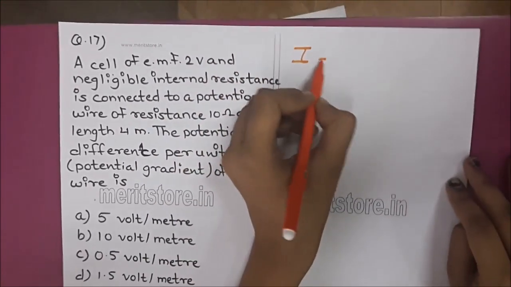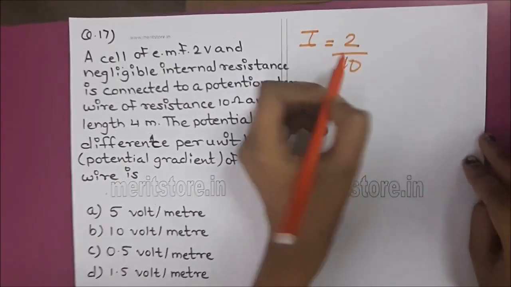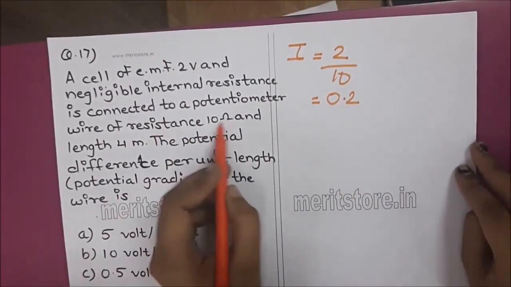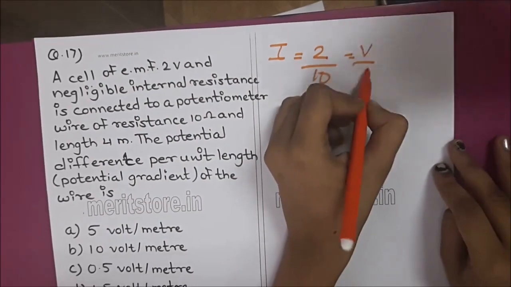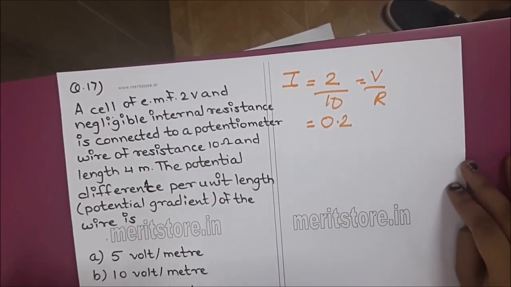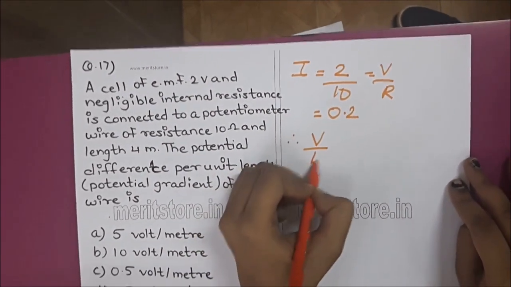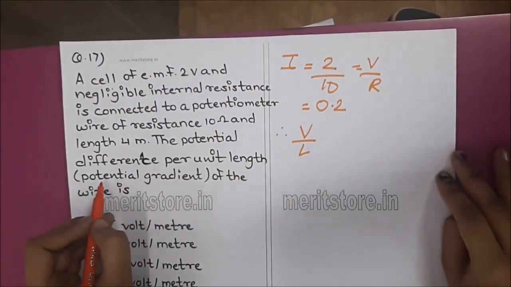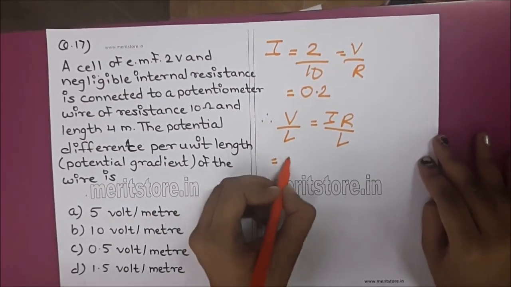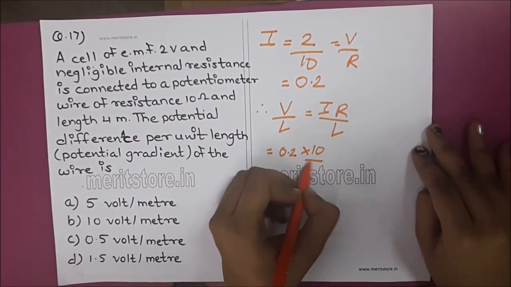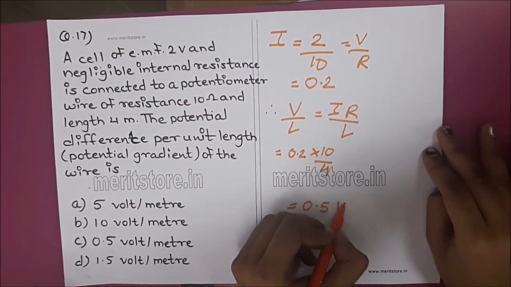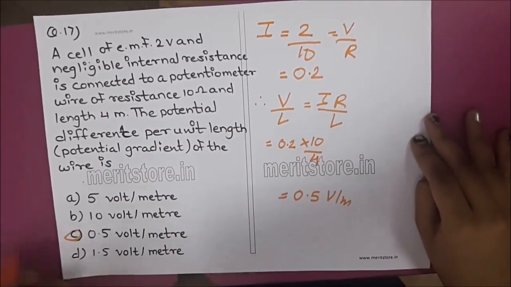So here I have I is equal to V by R. V is given to me as 2 and resistance R is 10. So I get I as 0.2. Therefore, V by L, that is potential gradient, which is asked, would be IR by L, that is 0.2 into 10 by 4. When you solve this, you get the answer as 0.5 volt per meter. Option C is the correct option.